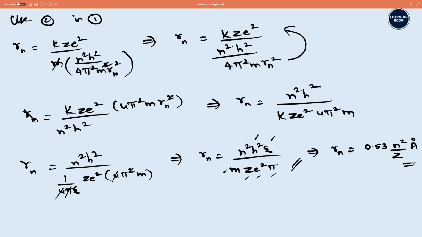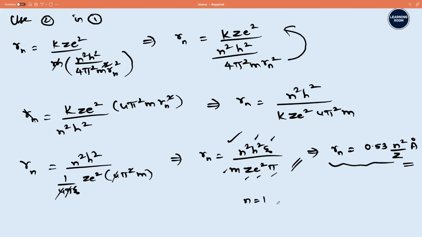0.53 into n square divided by Z angstrom means instead of remembering this whole expression, you can remember this one to solve it. So based on the orbit number and the atom you're dealing with, you can substitute the value of n and Z in it. That's it. Am I clear with this?